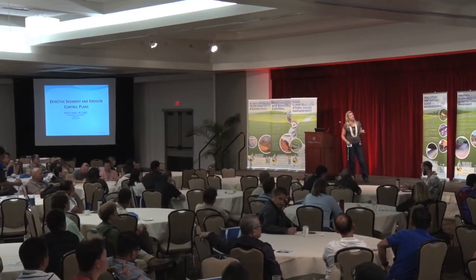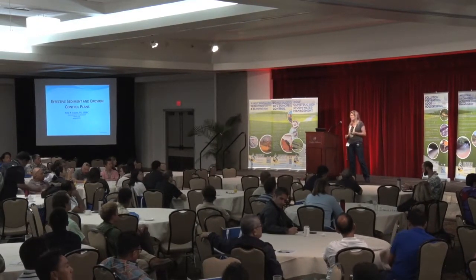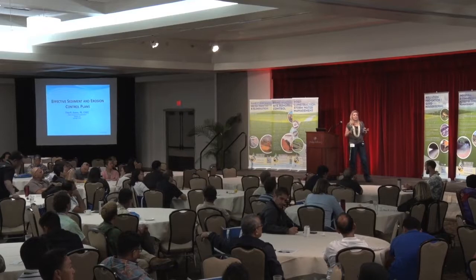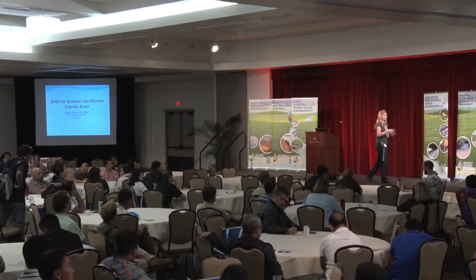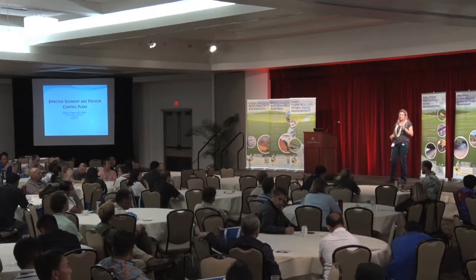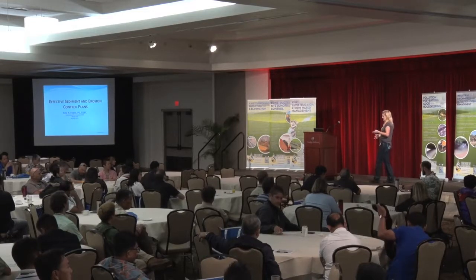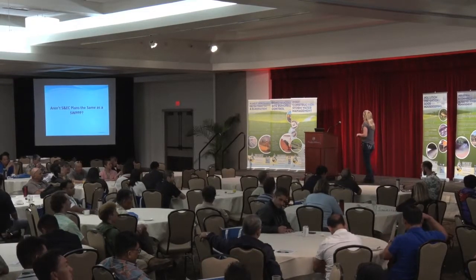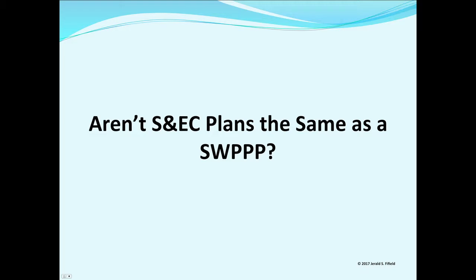I'm going to start off talking about sediment and erosion control plans, because at times there can be confusion as to what is a SWIP, what is a narrative, what are the plans, and how they relate. Aren't sediment erosion control plans the same as a SWIP? I call them sediment erosion control plans. I know a lot of places refer to them as erosion and sediment control plans. I have to be ornery and be a little bit different in how I look at it. So when I talk about S&EC plans, I'm talking about the erosion and sediment control plans.